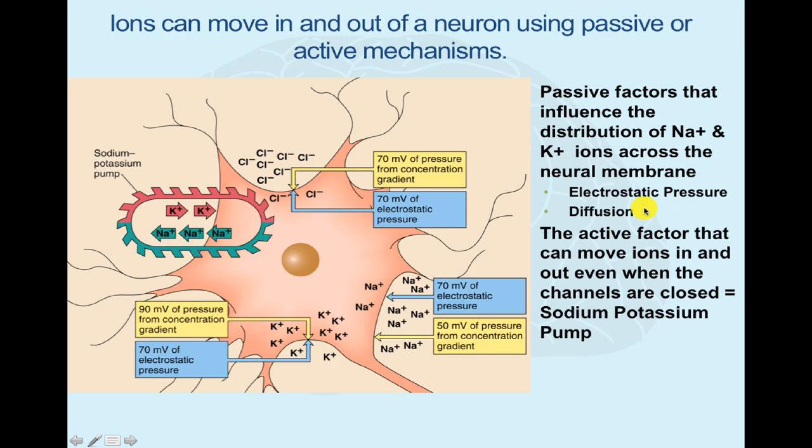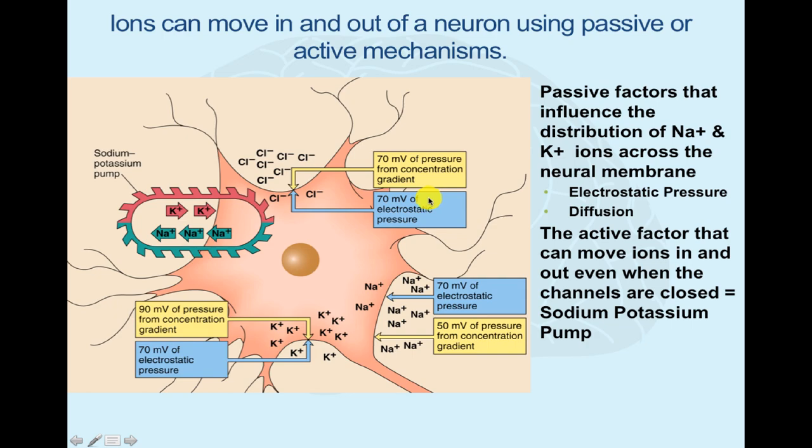So sodium and potassium can move in and out of the cell membrane freely if the situation is right according to those two processes. And then there's the active process of the sodium-potassium pump. Then that can exchange sodium for potassium as well.